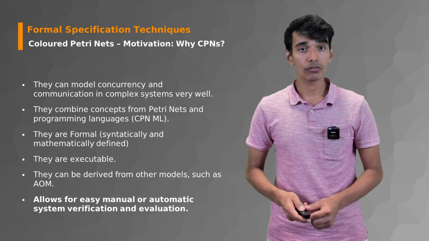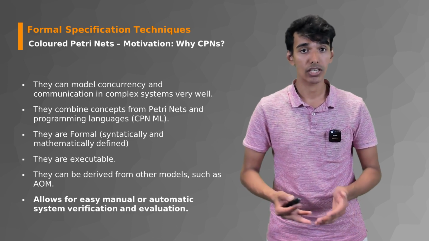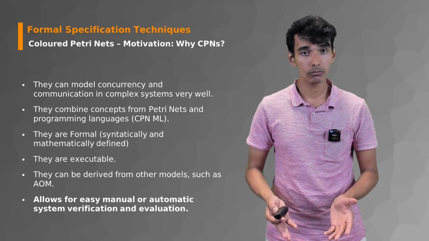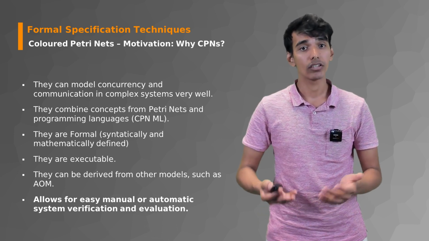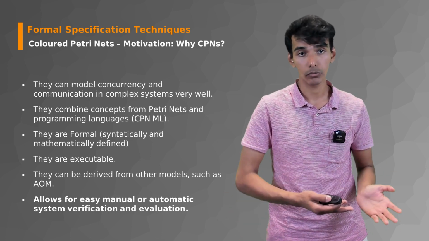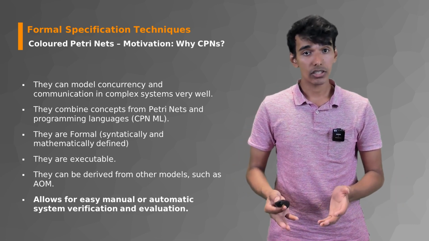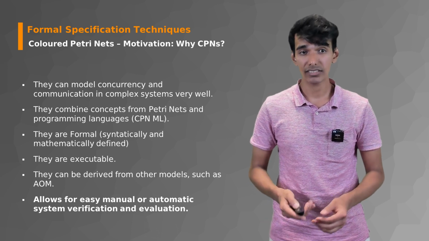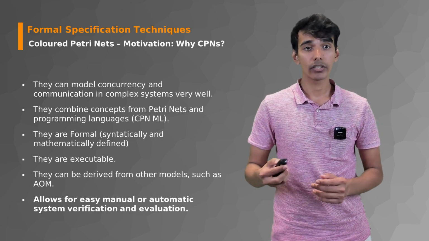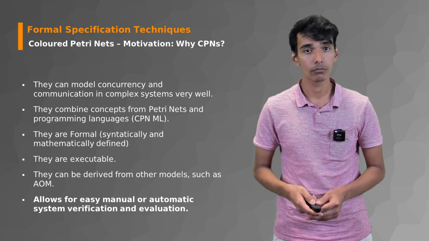Also, another benefit for colored Petri nets in particular is that they can be derived from other models such as AOM. So we already had a lot of information about AOM in the previous lecture, and we're also going to be talking about how we can derive colored Petri nets, a formal method specification, from informal models such as AOM. And CPNs, additionally, and the most important part, allow for easy manual and automatic system verification and evaluation. So we're going to be going into detail on how this entire process happens in subsequent segments of this lecture.